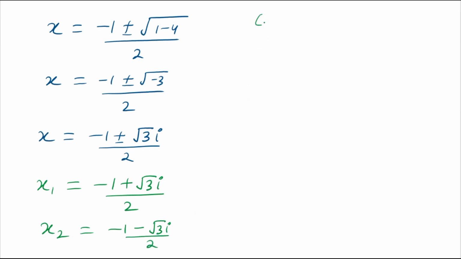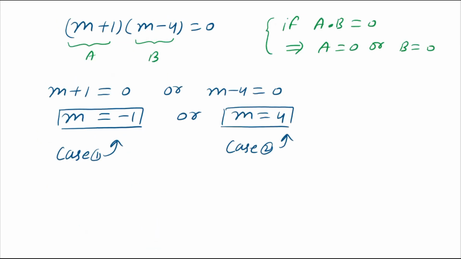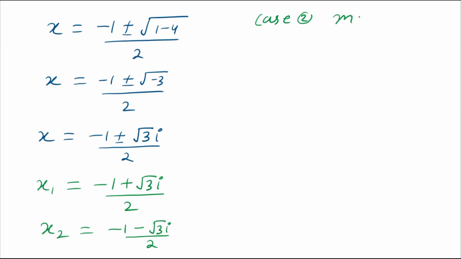Now solve case second. Case second is m is equal to 4. And we know that the value of m is x plus 1 over x. X plus 1 over x is equal to 4. Now if we multiply both sides by x, then x is multiplied by x, then you will get x square, plus x is multiplied by 1 over x, then you will get 1, and this is equal to 4 times x.